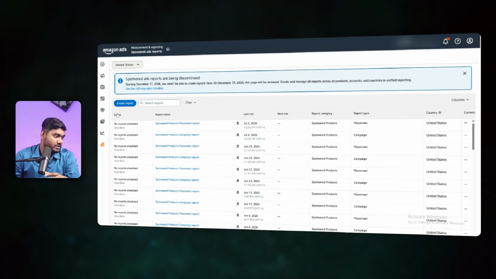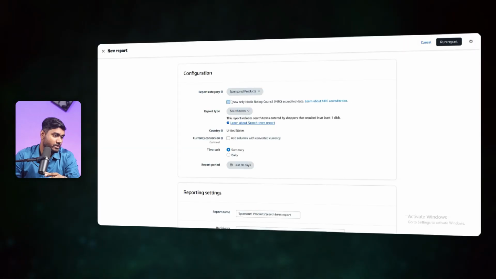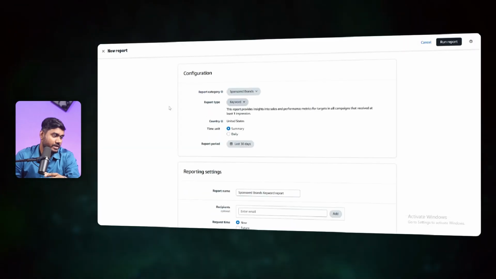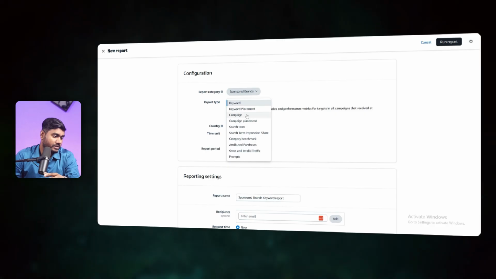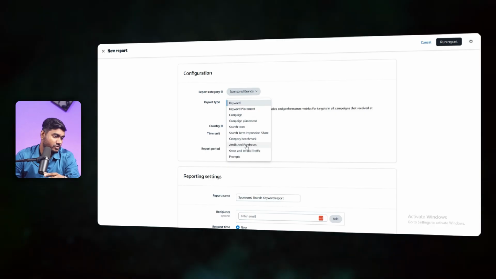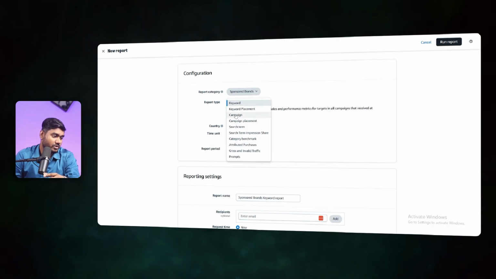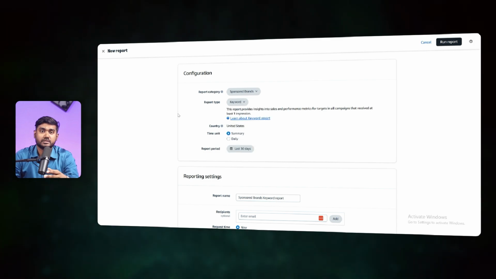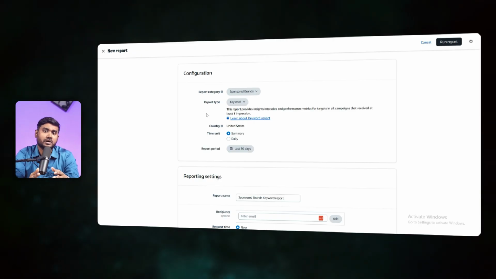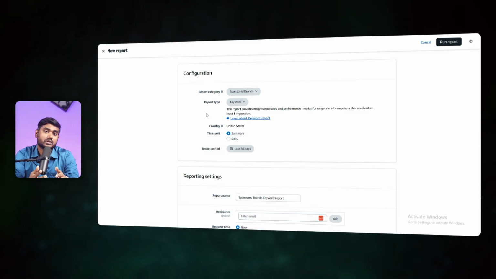Now here you can see, if I go to create report and select the sponsored brands, and then I can select the campaigns and attribute purchase campaign report, it will show me the new-to-brand percentage. It can show some accurate customer acquisition cost, but only for the branded campaigns, not for other campaigns.